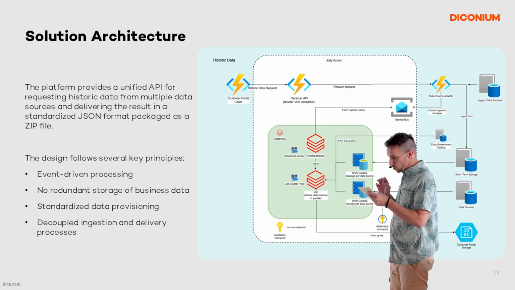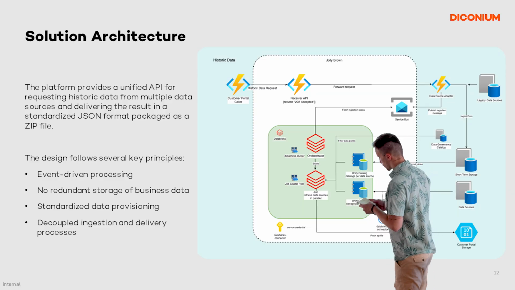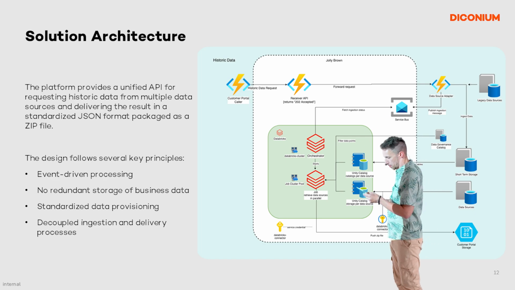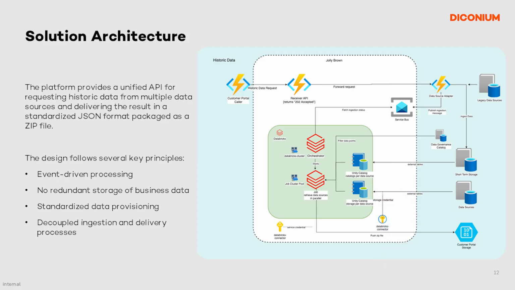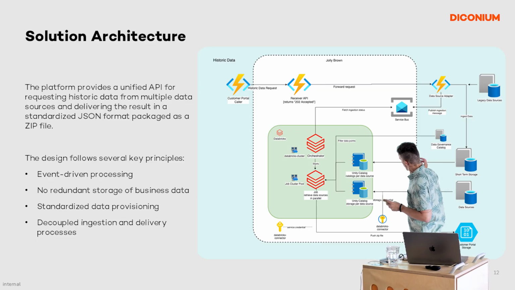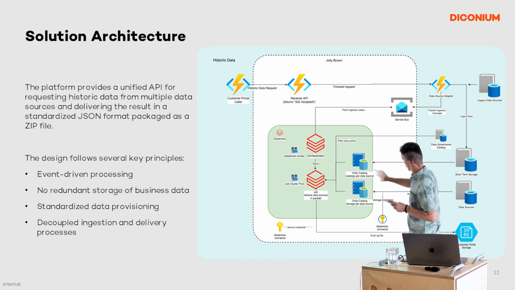So let's have a look at the solution architecture. Our data processing component is called Jolly Brown. On the left here, we have the API caller, which is the customer portal. It's a front end. And Jolly consists of an API part and the data processing part here. And of course, on the right side, you have the data sources. And this is the final storage. It's basically the delivery storage where the customer portal is again grabbing the prepared data.